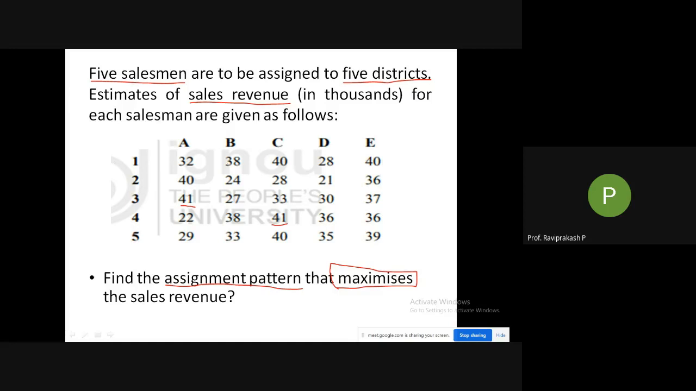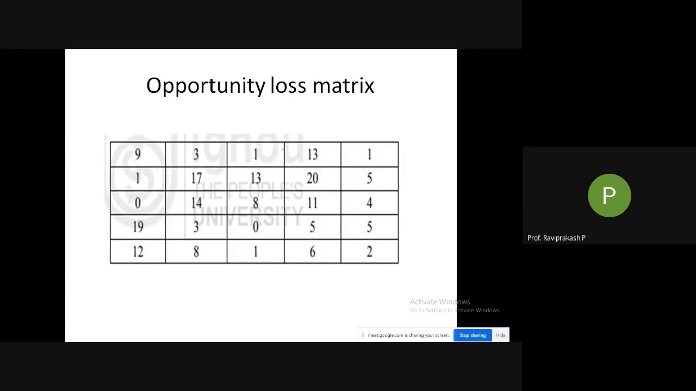So what we need to do for a maximization problem is first convert the maximization matrix to a minimization matrix. So now take 41 minus all the values of this particular matrix. Start doing it. What is the first one? A1, what is the value? 41 minus 32, 9. Second one, 38 minus 41, 3. Similarly for the other values, if you do, I am getting this particular opportunity loss matrix. So 9, 3, 1, 13, 1.